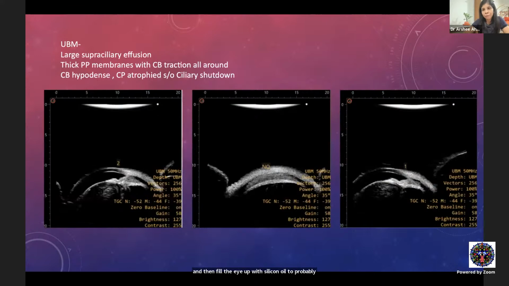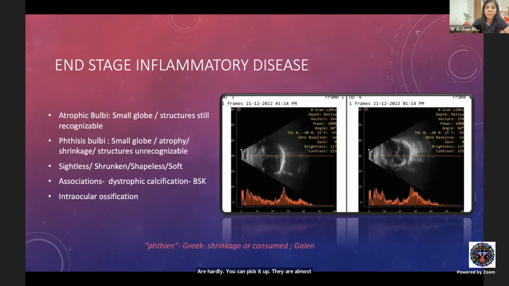So here just a few pictures on how a UBM would look like in a patient with hypotony. So this is one of our, again, HLA-B27 patients, and this eye was already going into early hypotony. So you see this large space here. This is a supraciliary effusion in between these, that is accumulation of fluid in the suprachoroidal space. You see these thick pars plana membranes. The ciliary processes themselves, you can hardly pick them up, they are almost atrophied. So all these are signs of ciliary shutdown.